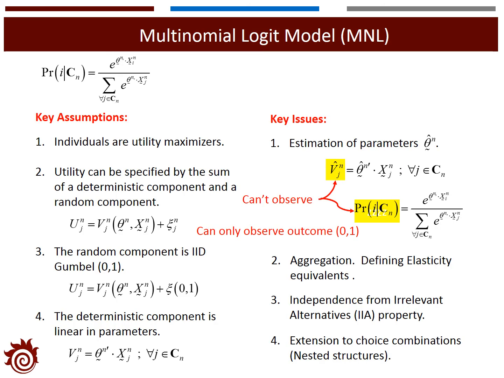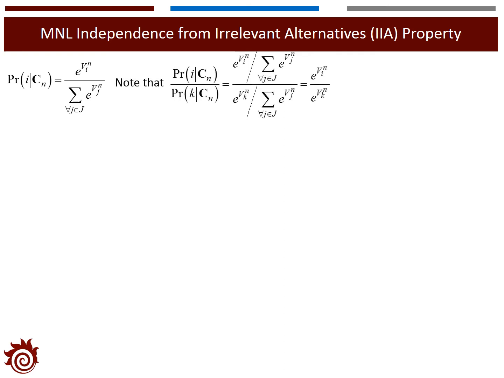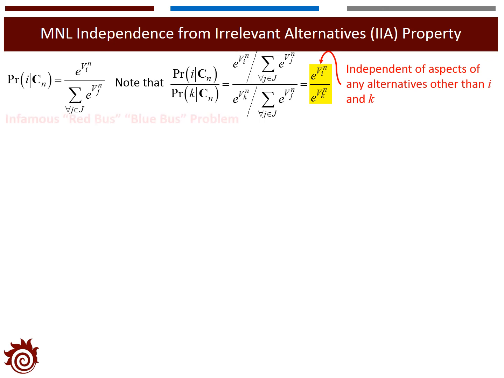For now, we have already solved the first two issues, estimation of parameters and aggregation. Then we can move to the third one, the independence from irrelevant alternatives property. Now let's try to solve the third issue about the IIA property. From the MNL model, we know that the probability of taking alternative i is represented by this formula. Then we can find the ratio of taking alternatives i and k, which will be exponential V_i over exponential V_k. We find that this ratio is not related to any alternatives other than i and k.